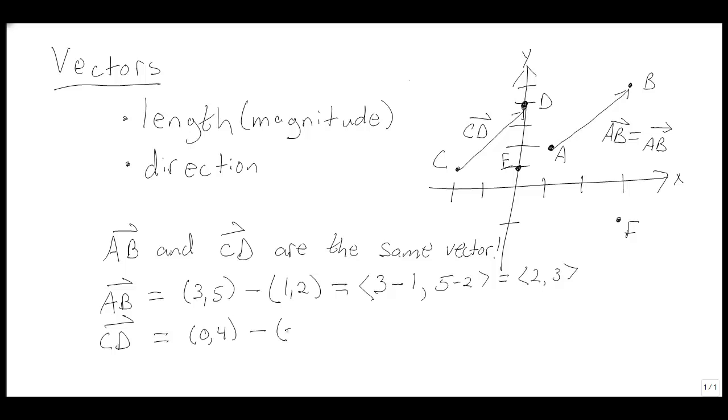C is the point -2, 1. And so this is going to give me 0 minus -2, and then 4 minus 1. It's going to give me the same 2, 3. So those work out to be the same vector.